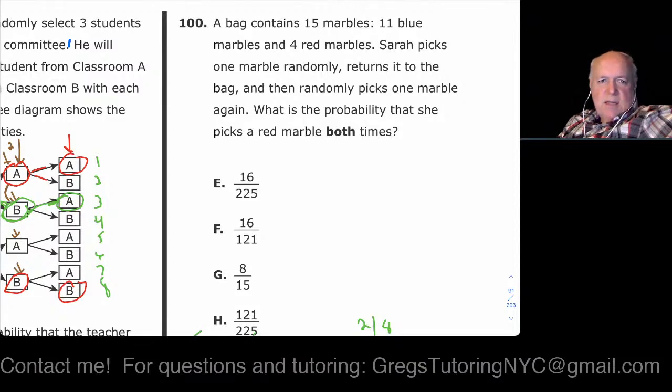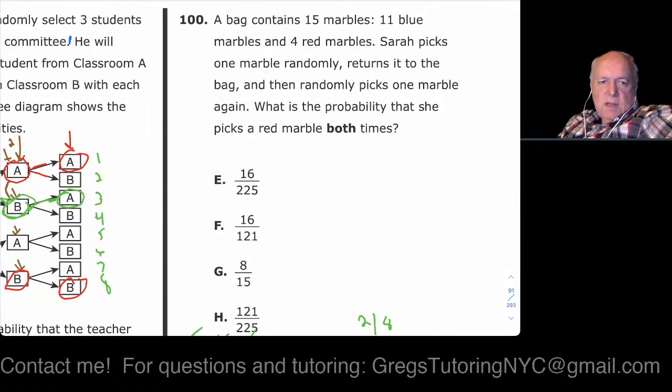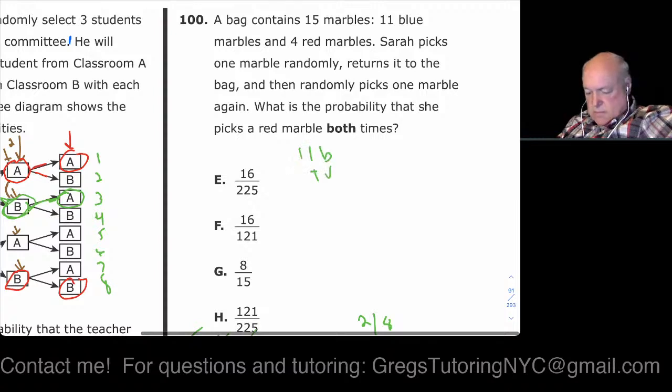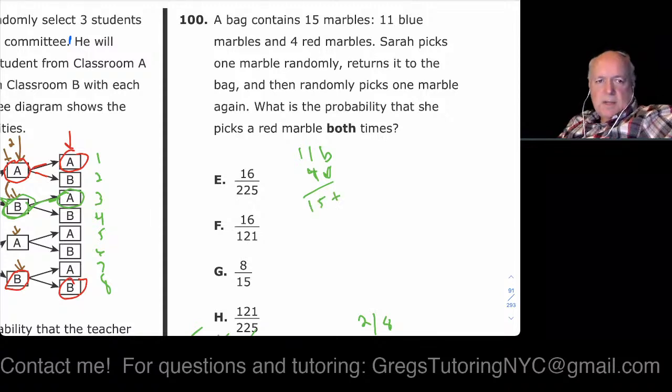So let's see. A bag contains 15 marbles, 11 blue and 4 red. Blue plus red is going to give us 15 total, which they told us. So we're only confirming. Sarah picks one marble randomly, returns it to the bag, and then randomly picks one marble again. So we have, again, it's being returned. What is the probability that she picks a red marble both times?